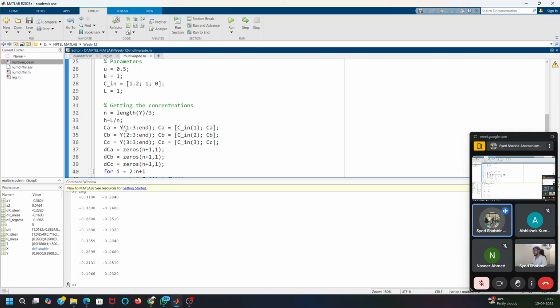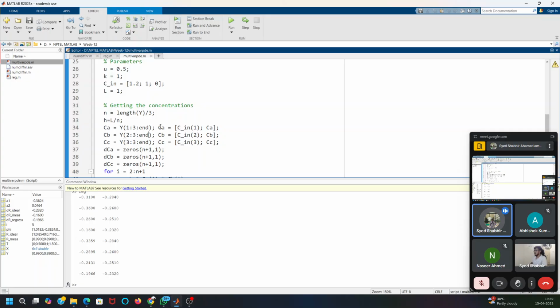In the solution vector, we won't have the boundary values, so C in will not be there. Let's say you have Z1, Z2, Z3, Z4, Z5, Z6 up to Zn. We know Z1 already, so we are solving from Z2 to Zn. So that's why this Y won't have initial values.